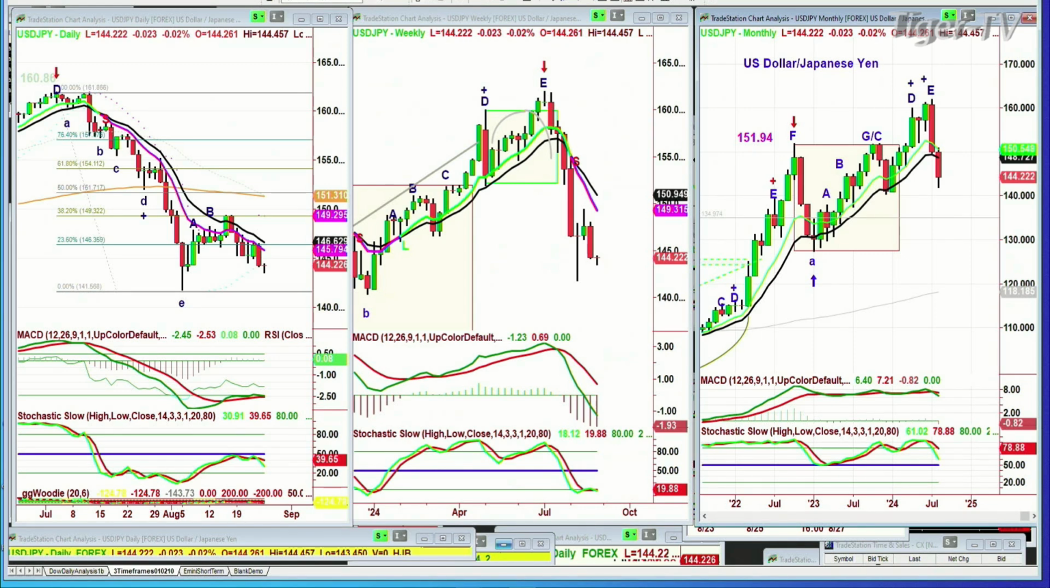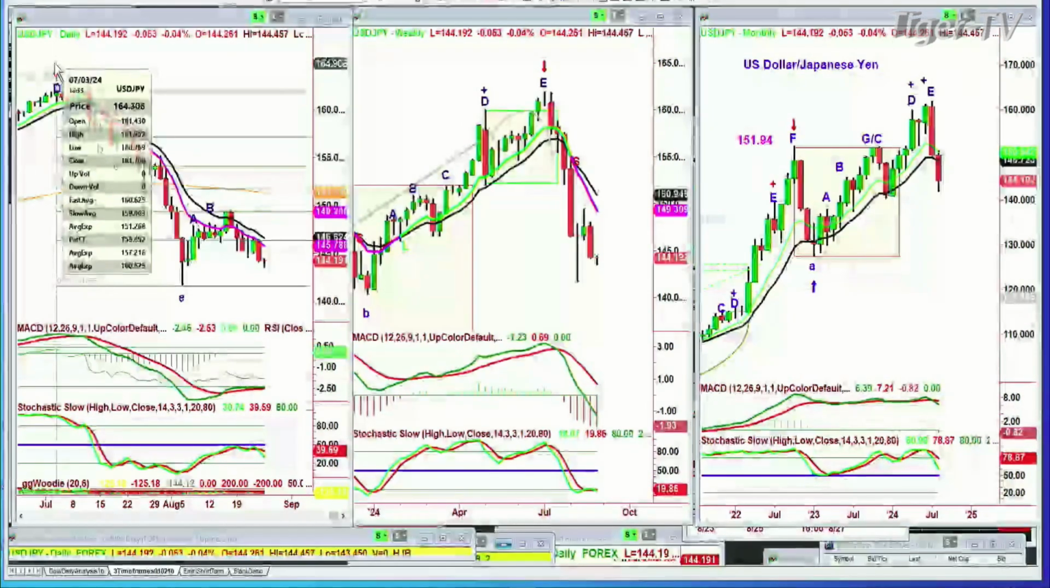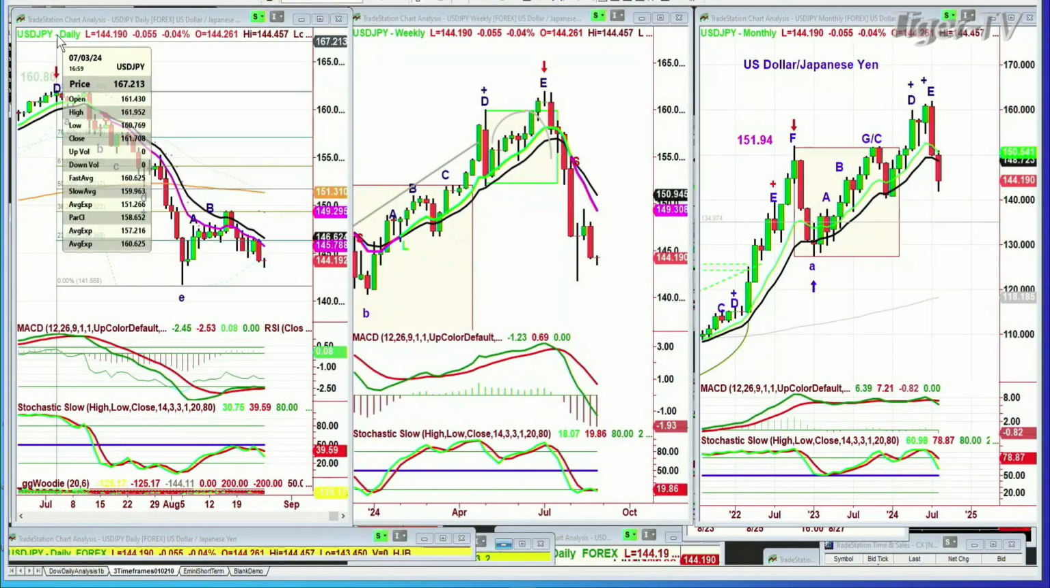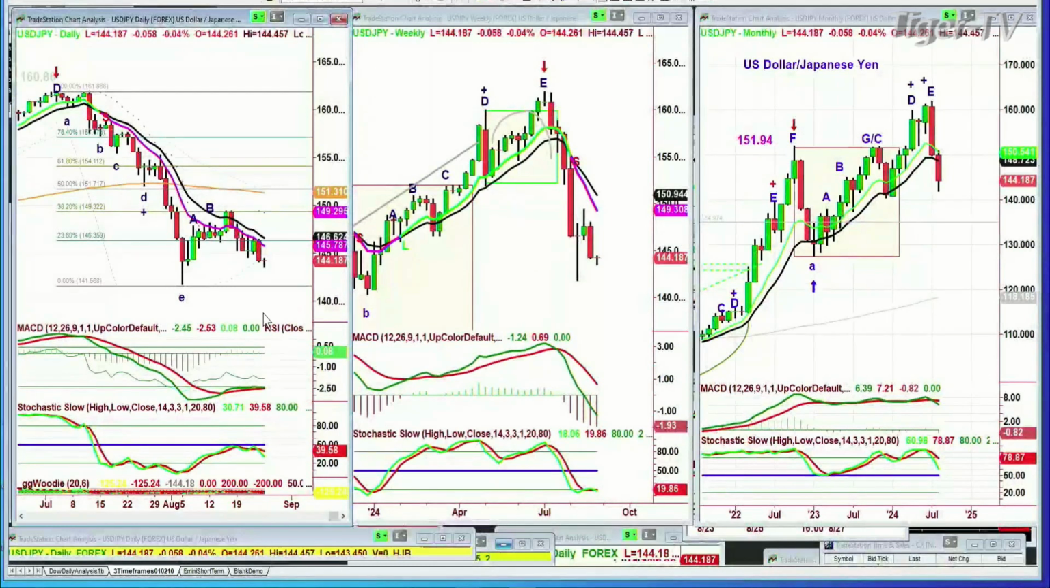And now look at this. It's gone to a peak C and it's arching over. It's at 144.21, down 0.03. It made a peak D in the daily chart right there, back in July, up around the 161.95 level. Now it's down at 144. That's a big move down in the yen, and that means the yen has come down.